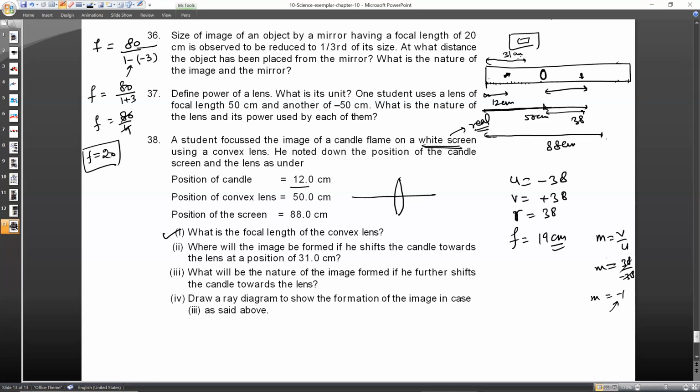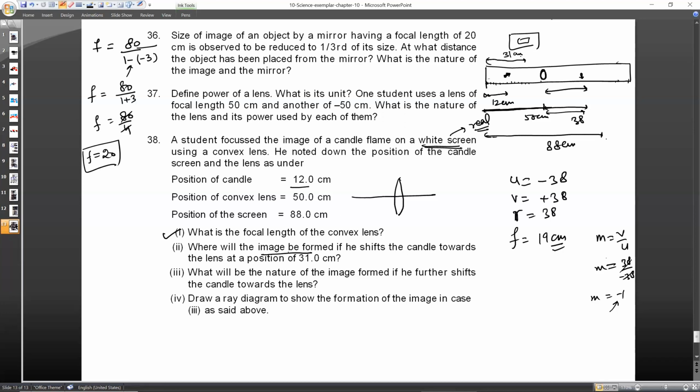Okay, the question is, if we are just keeping the candle at a distance of 30 centimeter, then where is the image going to form? Yes, tell me. Tell me where the image is going to form. Yes, Jovita. Abir. Another students. Yes, it is correct.